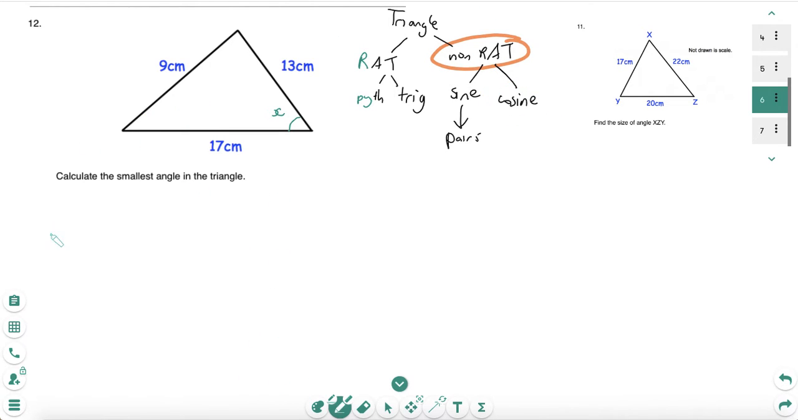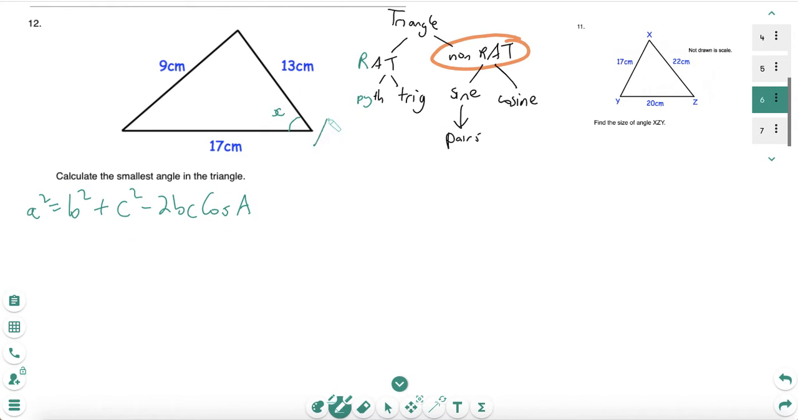So let's write out the cosine rule. A squared equals b squared plus c squared minus 2bc cosine A. And in this case, we're trying to find an angle, so that's going to be angle A, because we're trying to find out this section here.